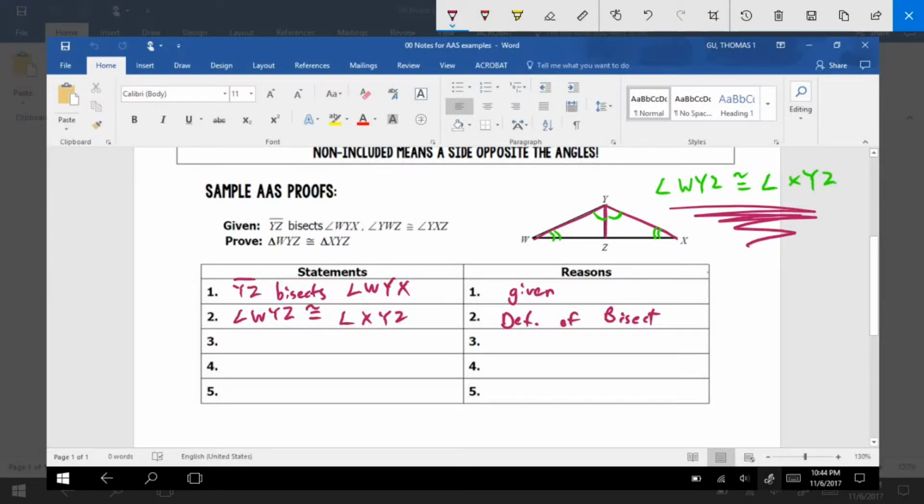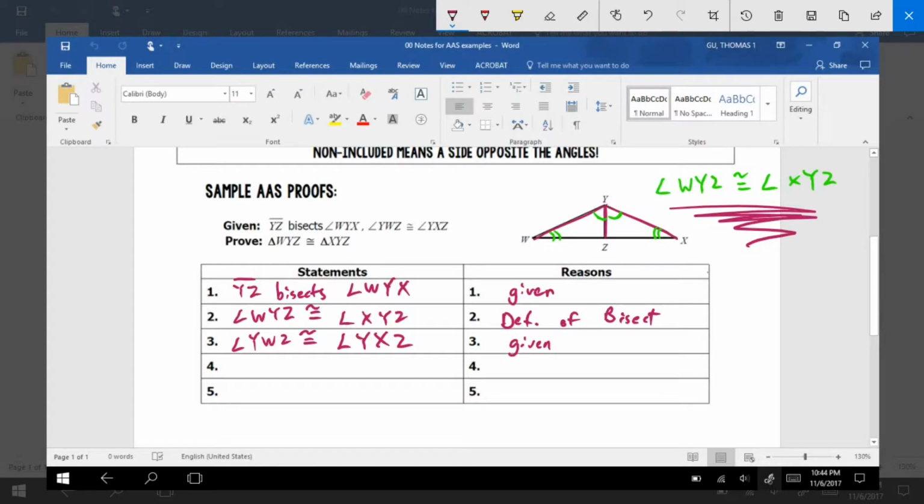And what are we going to write in the next line? Do we have another given? Yes, we do. We have angle YWZ is congruent to angle YXZ, and that is in the given. All right, so we've taken care of everything that we've been given.